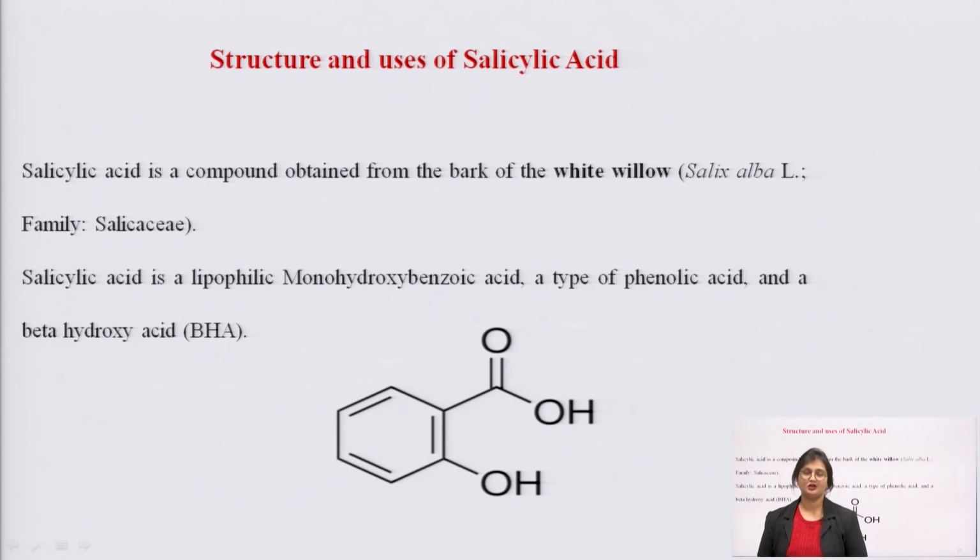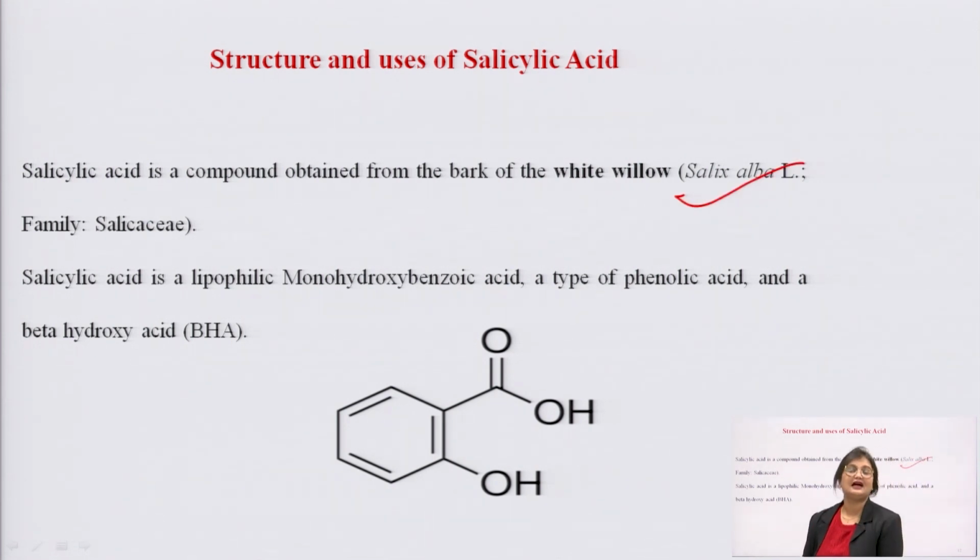Now, let us move on to the next carboxylic acid derivative, which is salicylic acid. Salicylic acid is a compound obtained from the bark of the white willow tree, Salix alba. So, salicylic acid was first obtained from Salix alba, also known as white willow tree. Salicylic acid is lipophilic in nature. It is a monohydroxy benzoic acid, a type of phenolic acid also known as beta hydroxy acid.